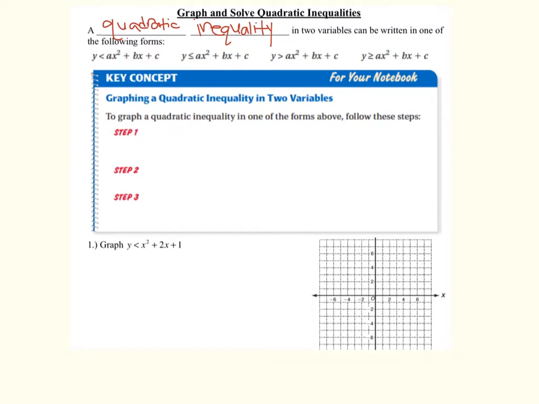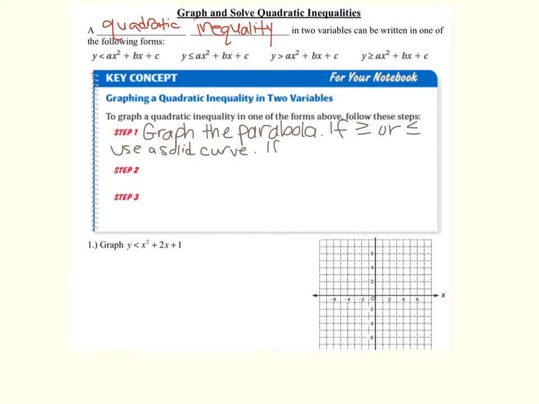The first step is to graph the parabola, just like as if it were an equation. Keep in mind though, that if it's greater than or equal to or less than or equal to, use a solid curve, because the boundary points would count in that case. If it's just greater than or less than, use a dashed curve to signify that the boundary doesn't count.